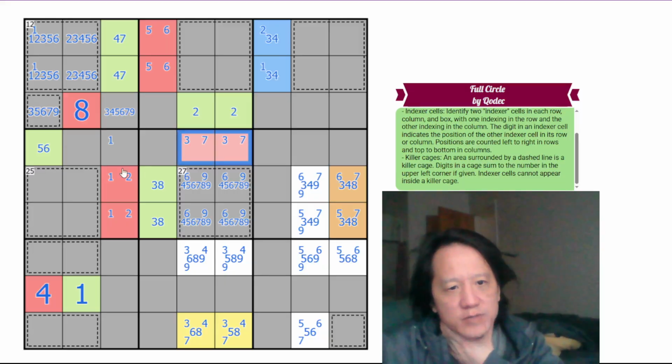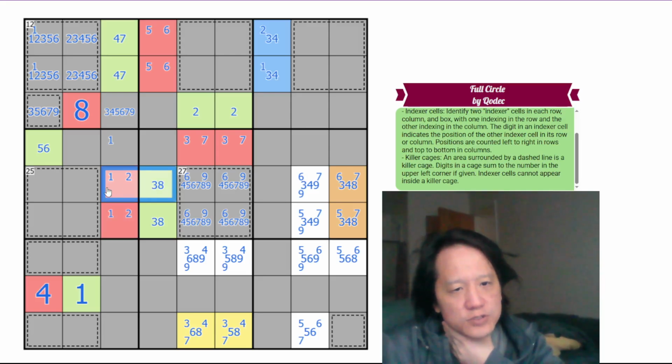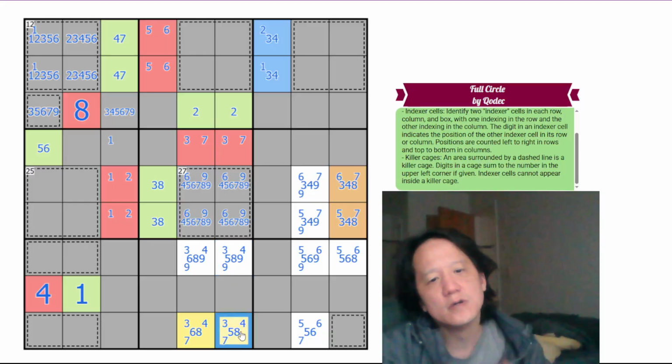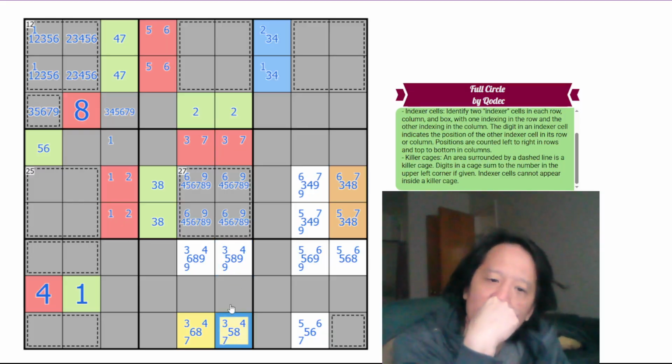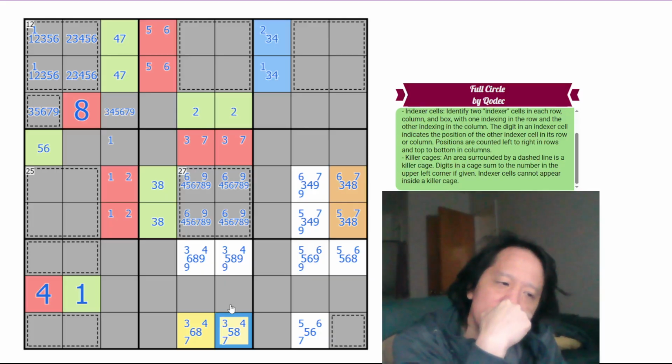So one of these must be referencing this. So that means either this is referencing that, which means both of these are indexers, or this is referencing that, which means both of these are indexers. Interesting.